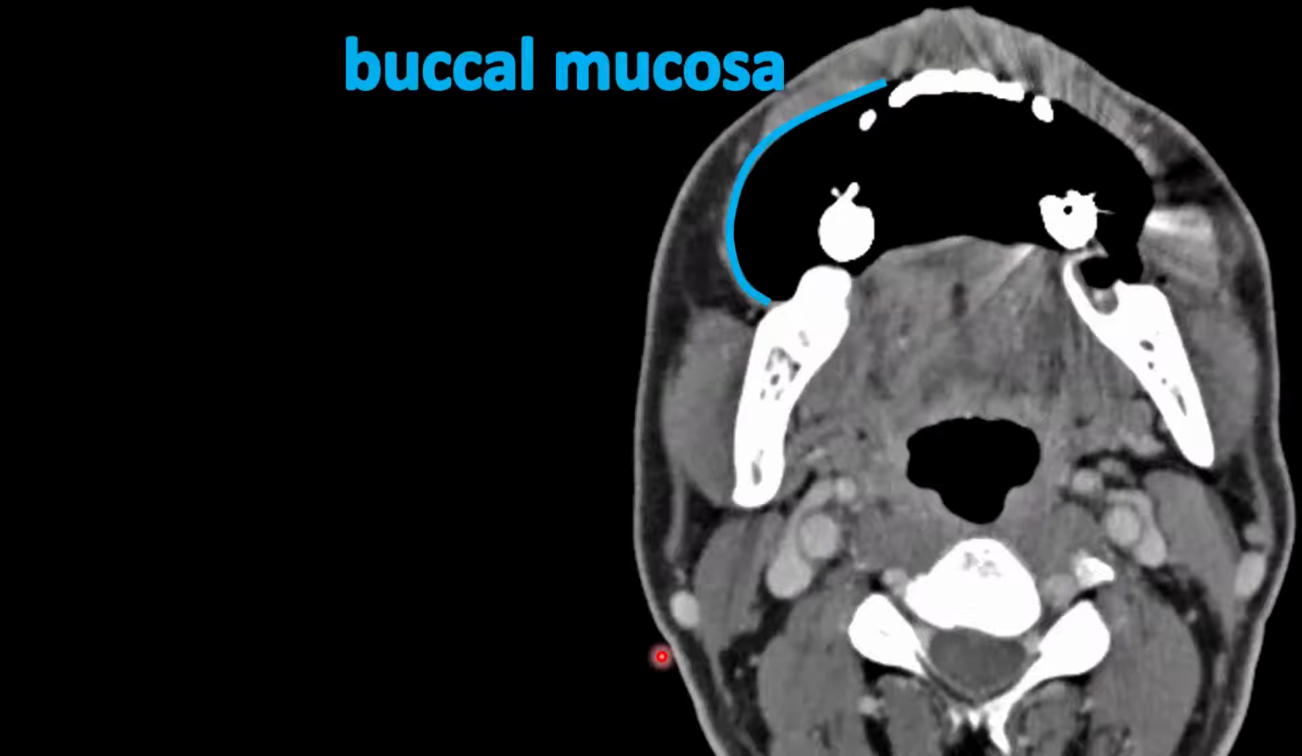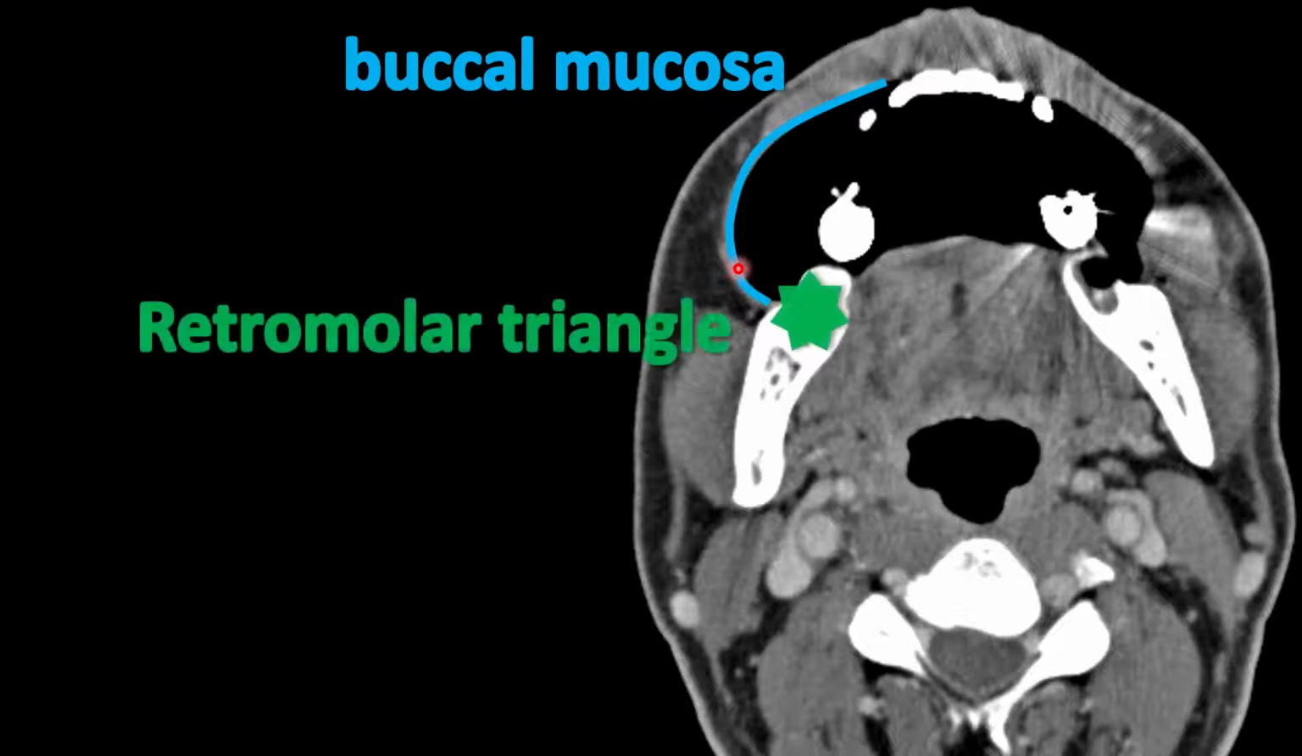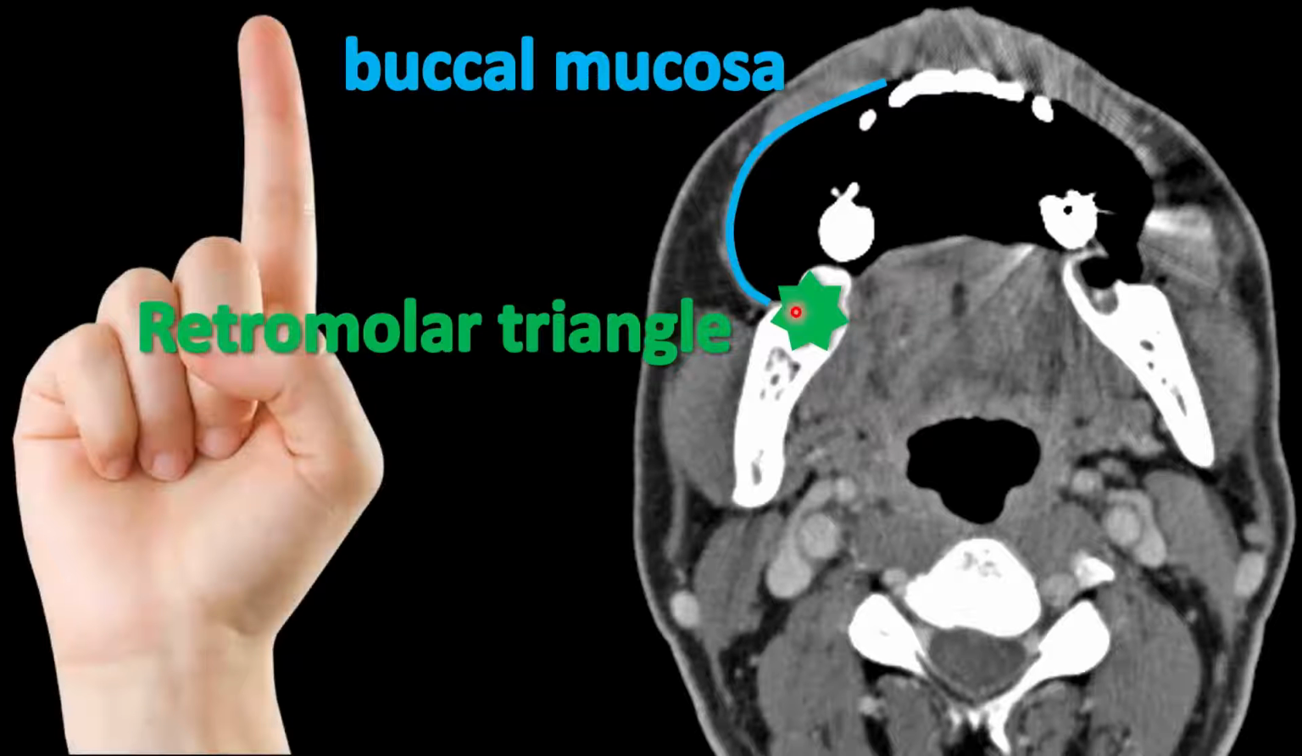So if we look at this buccal mucosa again in the axial plane, another great puff cheek axial slice. And what I want to move to now is the retromolar trigone. So I want you to grab your finger. I know everybody has a finger there.